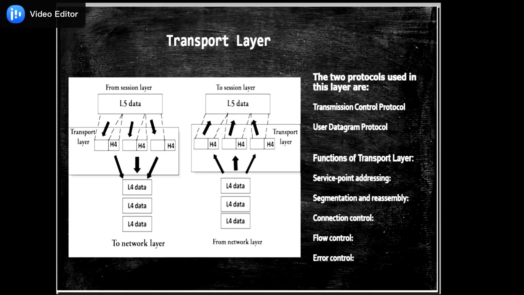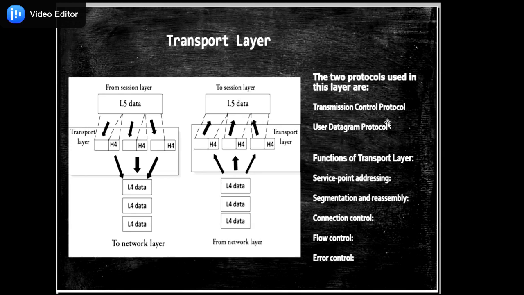It receives the data from the upper layer and converts it into smaller units known as segments. This layer can be termed an end-to-end layer as it provides a point-to-point connection between source and destination to deliver the data reliably. Then it provides two protocols used in this layer: the Transmission Control Protocol and the User Datagram Protocol.